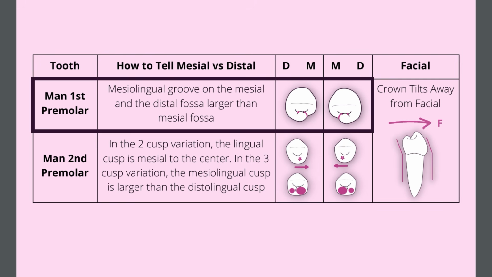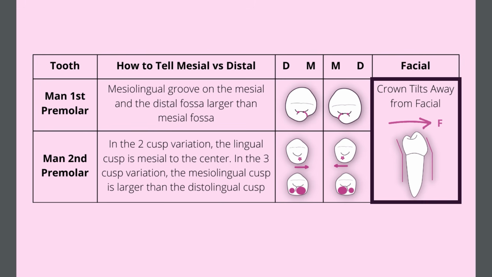For the mandibular first premolar, look at the occlusal to determine mesial and distal. Looking at those 2 occlusal pits or snake eyes, there will be one pit that has a groove coming off of it towards the mesial lingual surface of the tooth. The side with that groove is the mesial side.